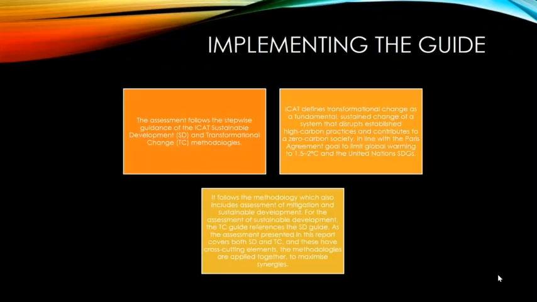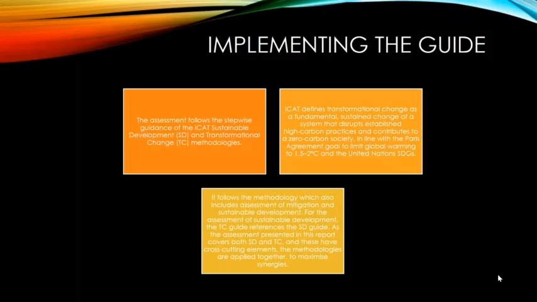So while we were implementing the guide, we followed the stepwise guidance provided within both of the methodologies. The ICAT did provide a definition for transformational change, which was a fundamental sustained change of a system that disrupts established high carbon practices and contributes to a zero carbon society. So basically contributing to the goal of the Paris Agreement as well.